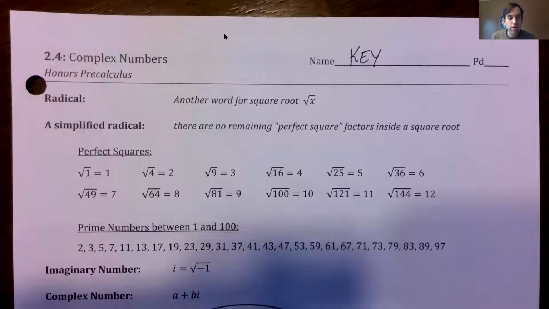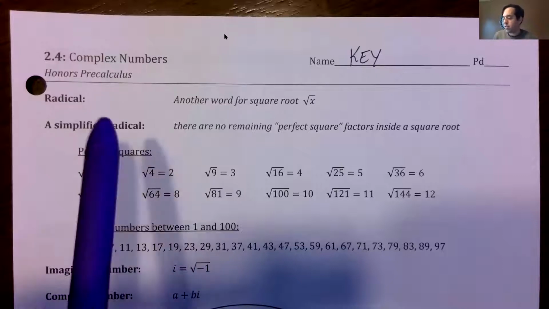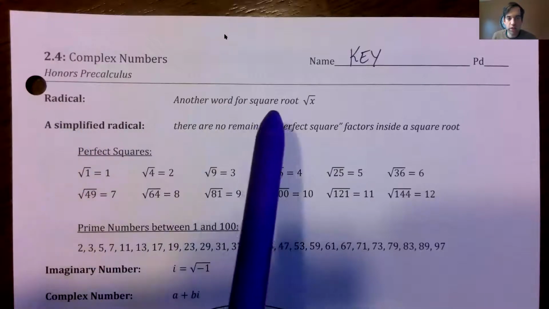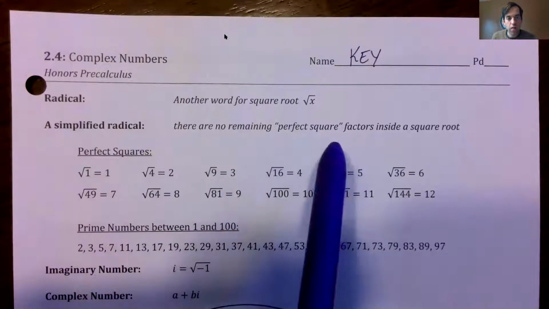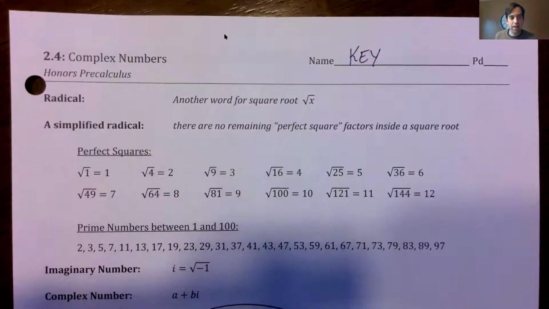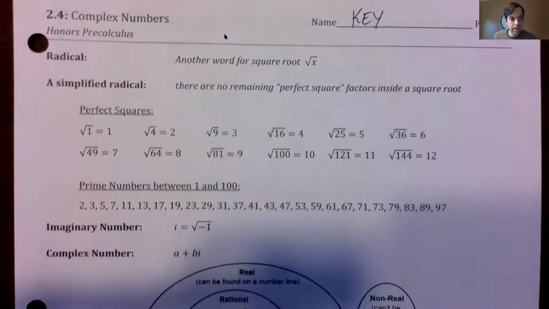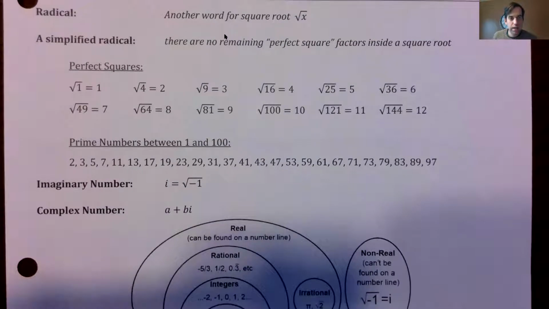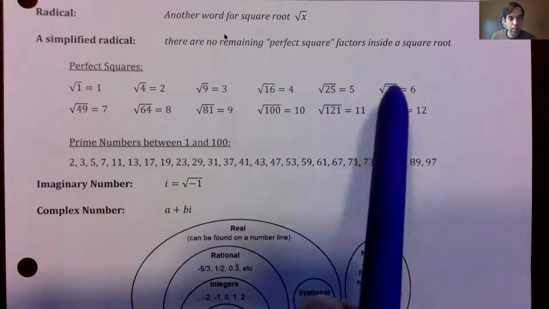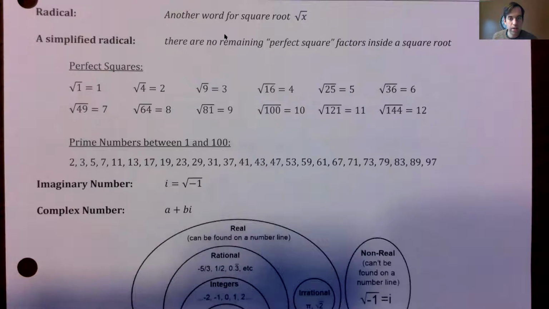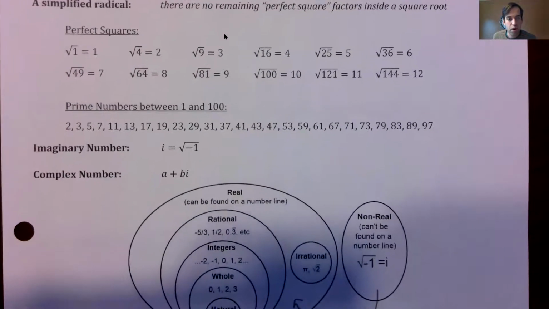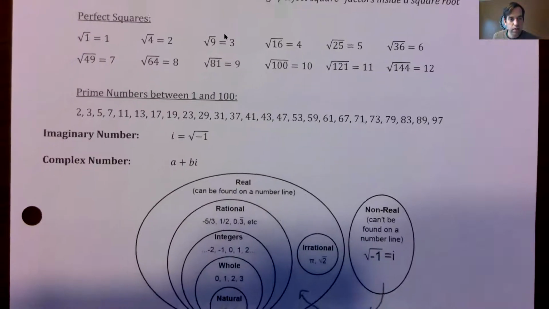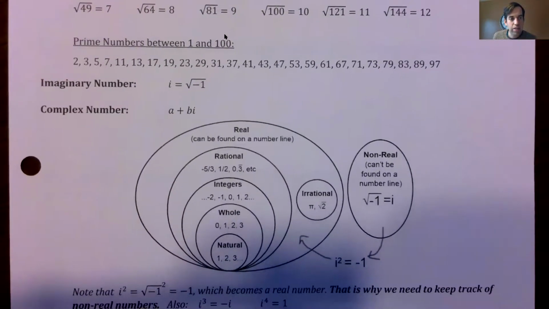All right, so here are our notes for 2.4, complex numbers. First of all, you need to know that radical is just another word for a square root, and a simplified radical means that there are no remaining perfect square factors. We've been doing that a lot so far this year, so hopefully you're okay with that. We're going to need to know the perfect squares, so I listed them here for our benefit, and here are all the prime numbers, so you can tell if you have prime number factors when you're trying to reduce your square roots.